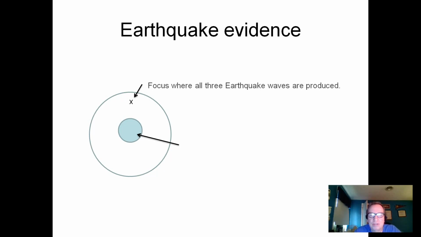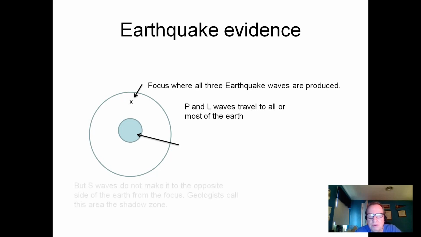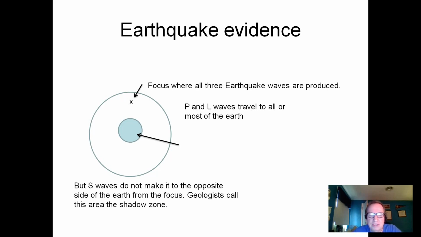All right, so you recall the point where the earthquake originates is called the focus, and we have 3 earthquake waves that are produced there. The P and the L waves travel to all or most of the Earth. But what's been interesting is scientists found out that the point of the Earth opposite to where the earthquake originates gets no S waves. And geologists call this the shadow zone. That's very appropriate. Think of when you cast a shadow. You know, you're out in the sun.